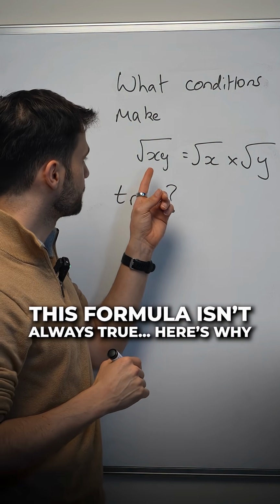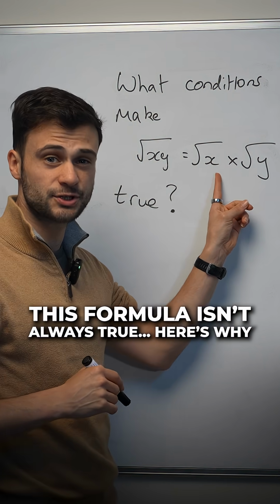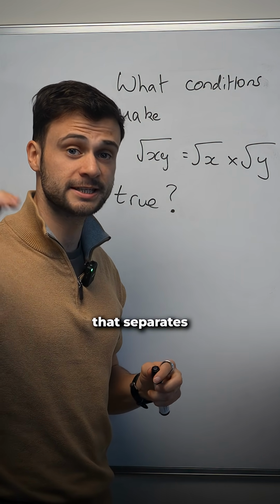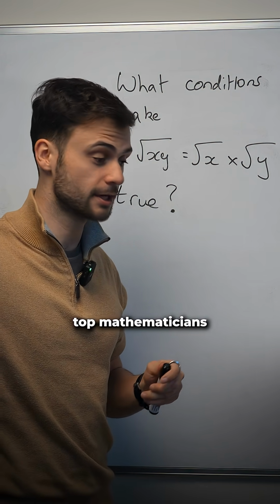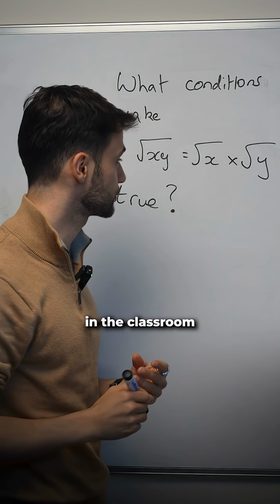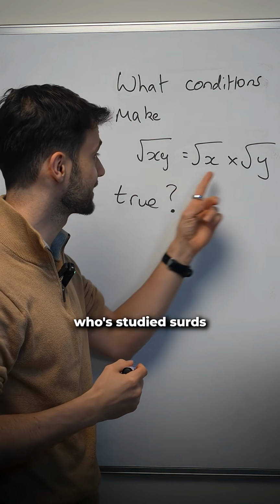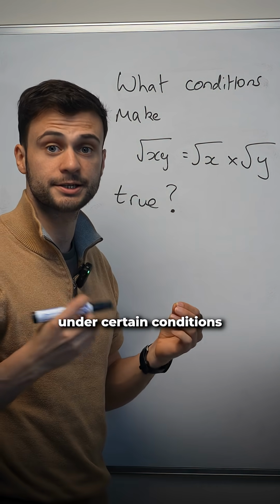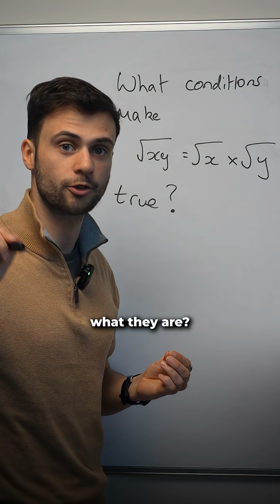So what conditions make the square root of xy equal to the square root of x times the square root of y true? This is the kind of question that separates top mathematicians from those who just understand the techniques and the formulae that they learn in the classroom. Every student who's studied surds has seen this before, but what they don't notice is that this is only true under certain conditions. Can you figure out what they are?